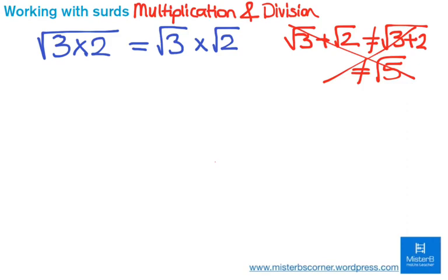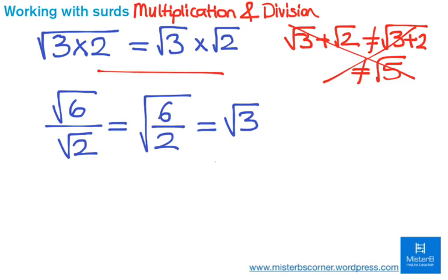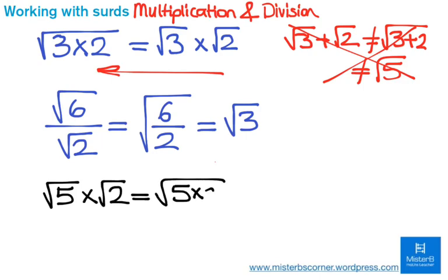And it also applies to division. If you have square root of 6 divided by square root of 2, you can write it in one square root, like square root of 6 over 2, which you can then simplify to square root of 3. And it works in reverse order, both of them. Meaning, if you write square root of 5 times square root of 2, you can end up with square root of 5 times 2, which is square root of 10.